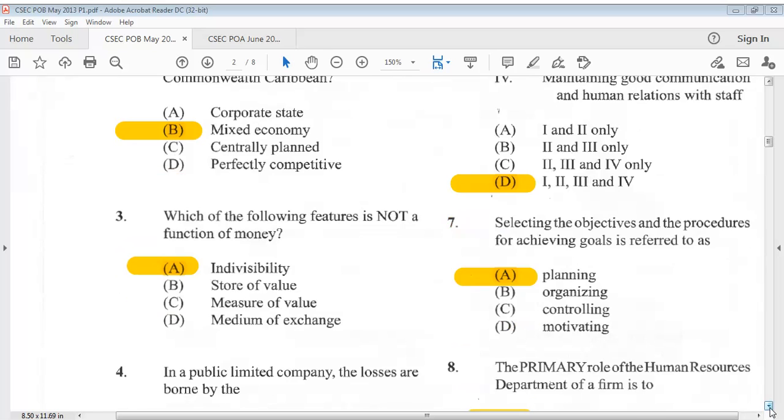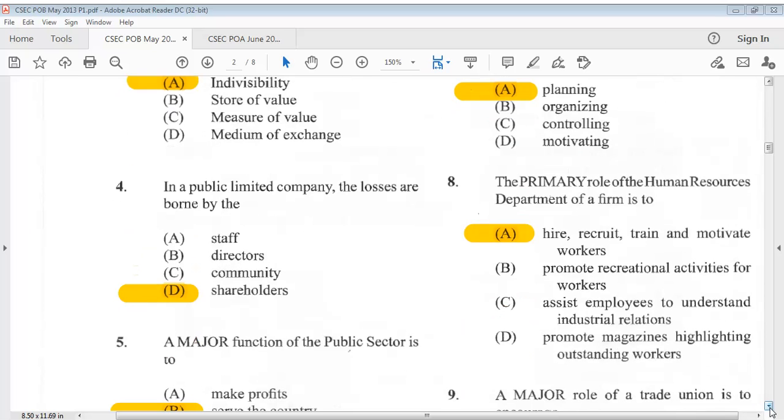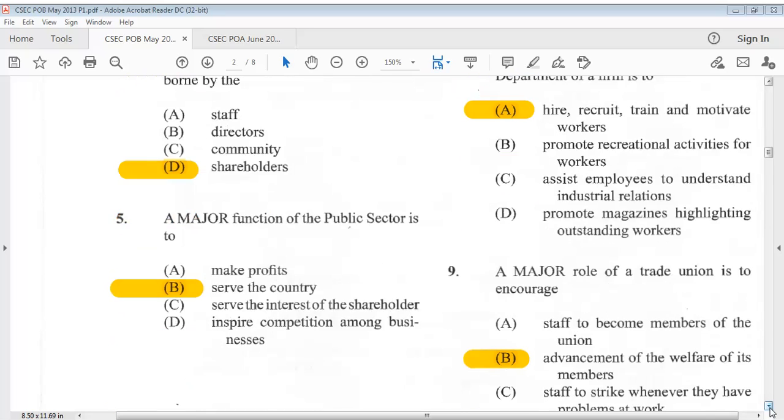3 says, which of the following features is not a function of money? We know the answer is A, indivisibility. All the others are functions of money. 4 says, in a public limited company, the losses are borne by, we know the answer is D, shareholders. 5, a major function of the public sector is to, the answer B, serve the country.